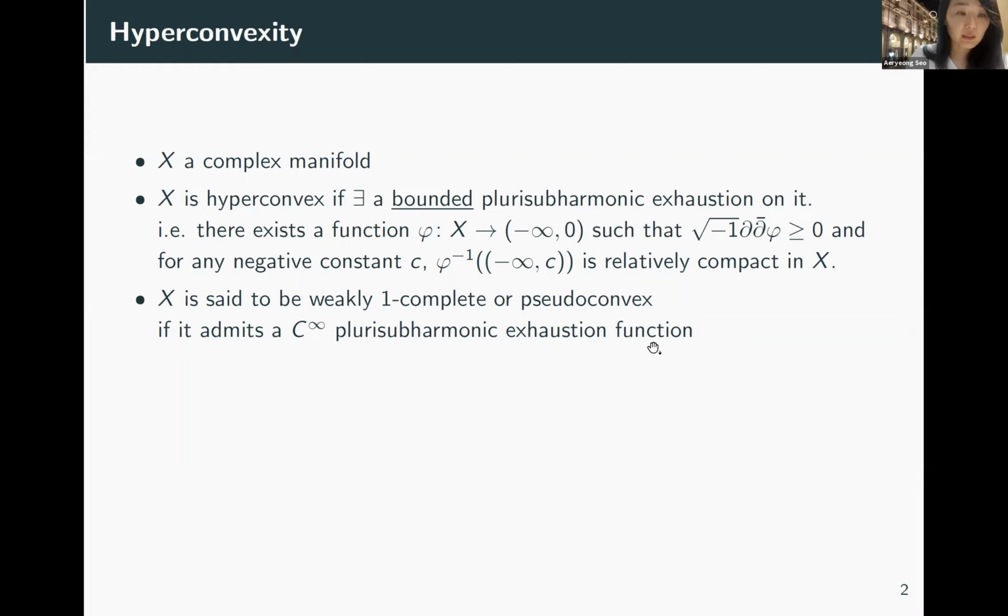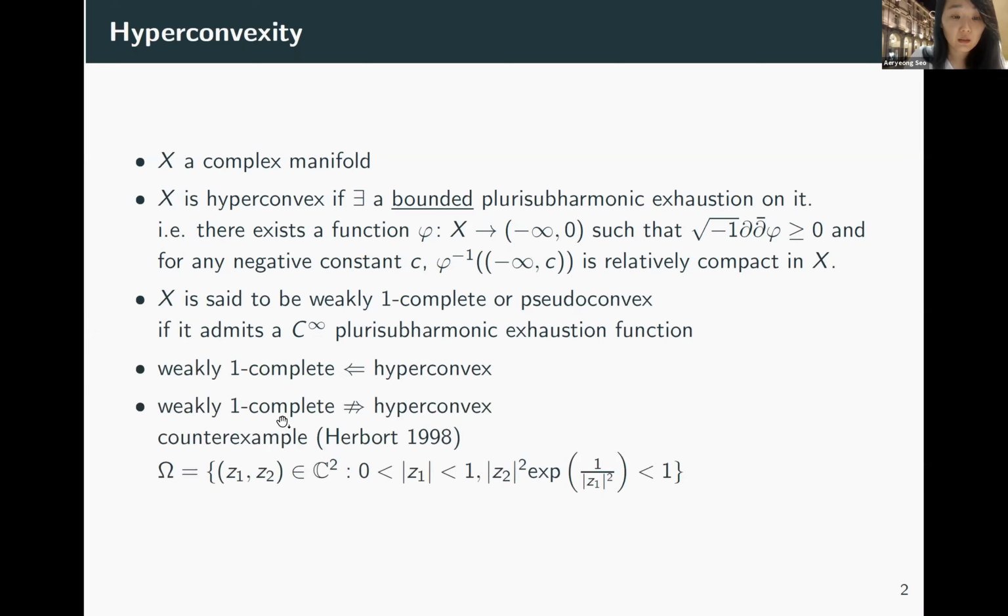And we are going to say X is weakly one complete or pseudo-convex if there exists a C infinity plurisubharmonic exhaustion function. It is well known that any hyperconvex manifold should be weakly one complete. But actually the converse is not true. The counterexample was given by Herbert in 1998, and the counterexample domain is given like this.